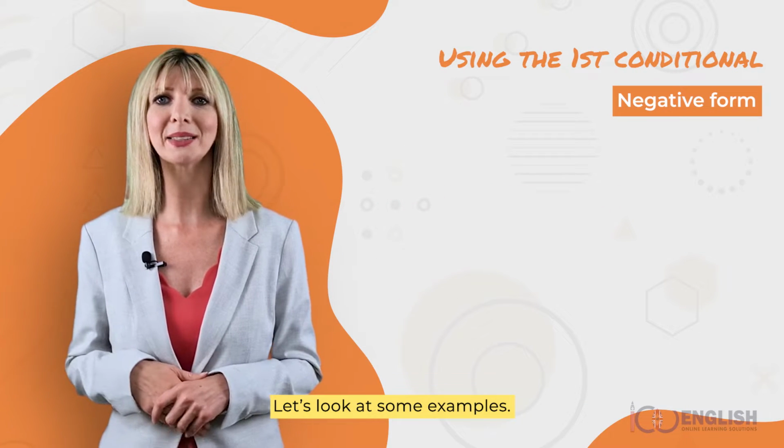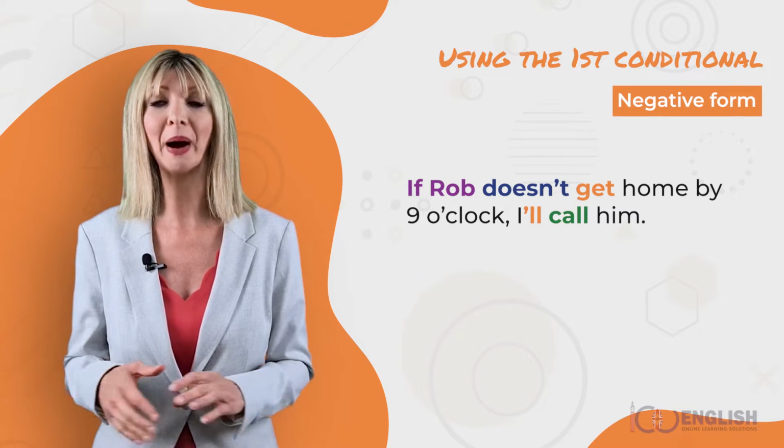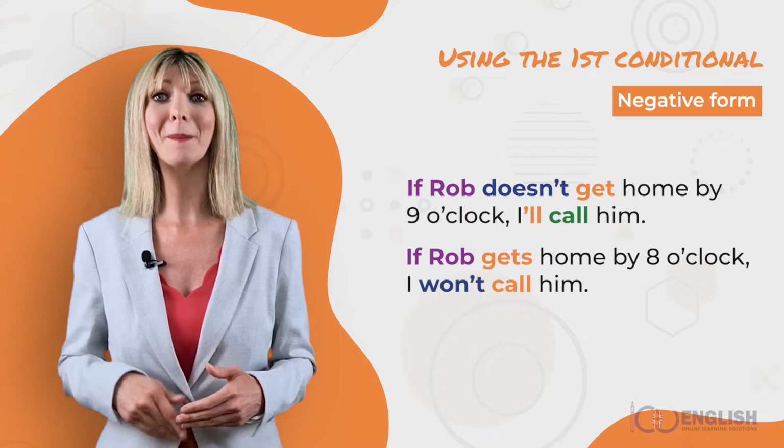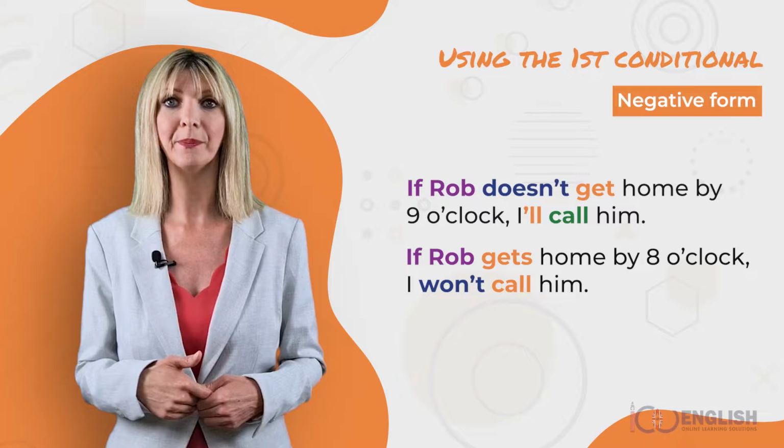Let's look at some examples. If Rob doesn't get home by 9 o'clock, I'll call him. If Rob gets home by 8 o'clock, I won't call him.